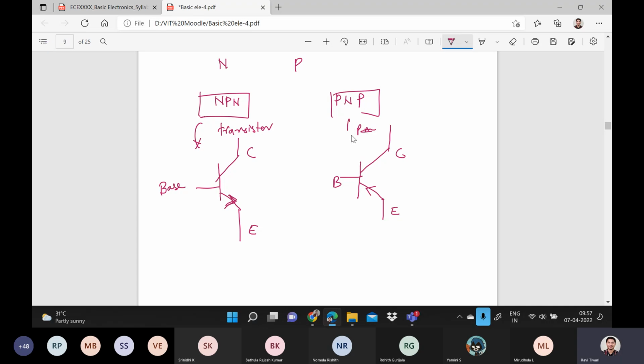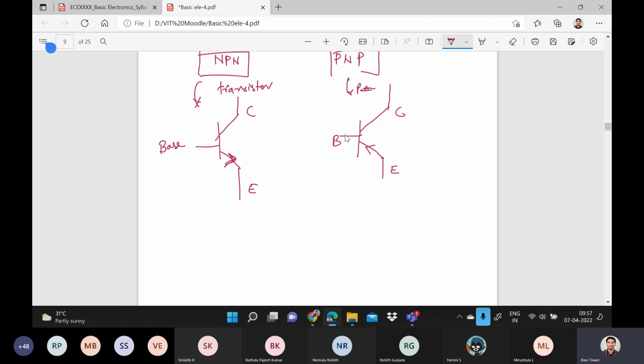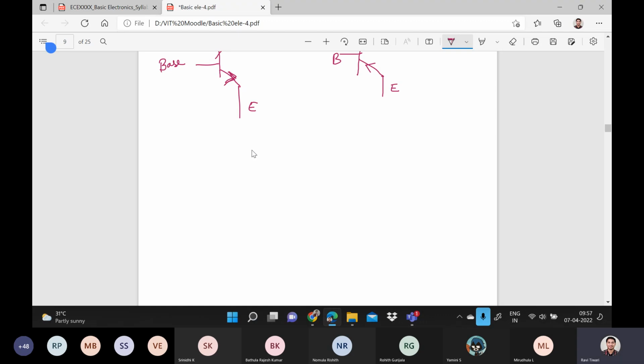So this is the symbol for PNP and that is the symbol for NPN. Now I can draw like this one. For example, this is a PNP transistor. Okay. And I'm assuming the base is common. For example, now this is what? Emitter, this is base, this is collector. Okay.